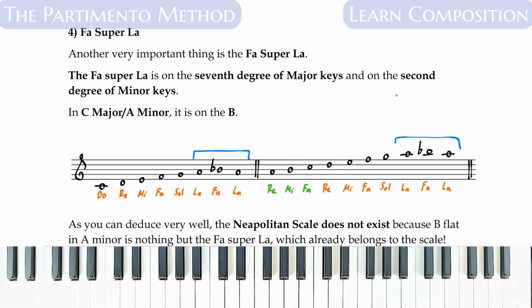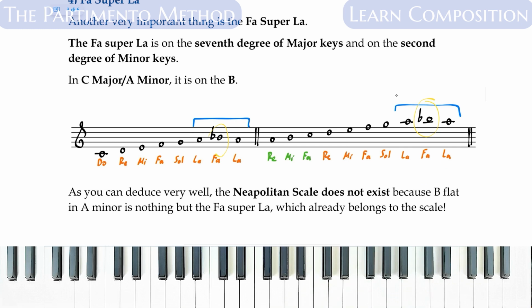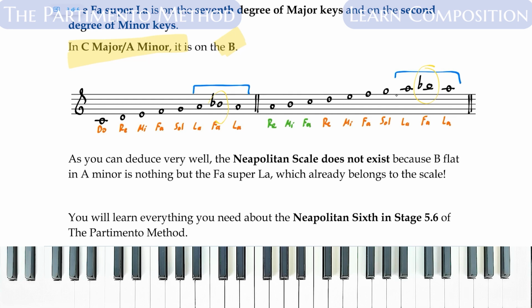The Fa Super La is on degree 7 of the major key, and degree 2 of the minor key, which is the same. B flat in the system A, in C major, A minor, system B, which is the 7th degree of C and the 2nd degree of A. As you can deduce very well, the Neapolitan scale for this reason does not exist, because B flat in A minor is nothing but the Fa Super La, which already belongs to the scale.